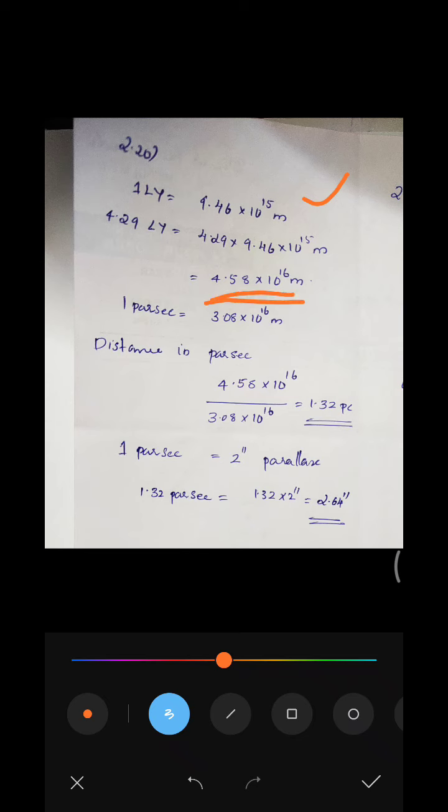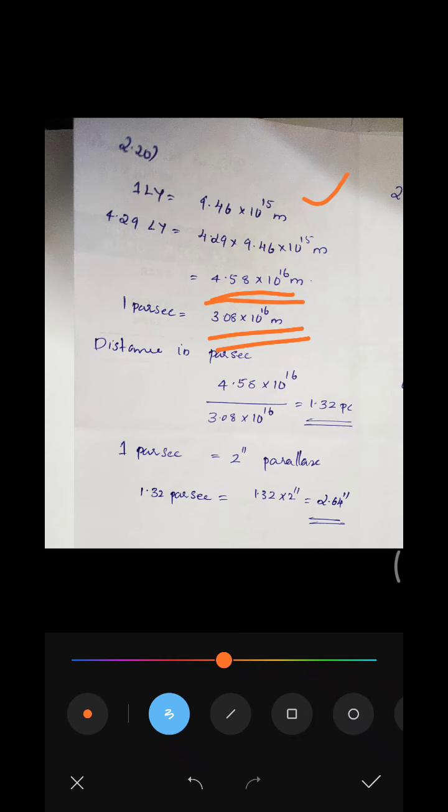Okay, we have already found that 1 parsec is 3.08 into 10 to the power 16 meter. So both the light year and the parsec values have been converted into meter. Now if you want to find the value of 4.29 light year in terms of parsec, you can divide 4.58 into 10 to the power 16 meter by 3.08 into 10 to the power 16 meter. That means you are converting that light year in terms of parsec.